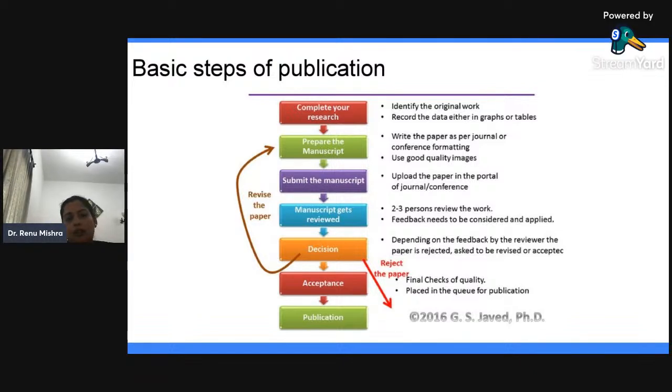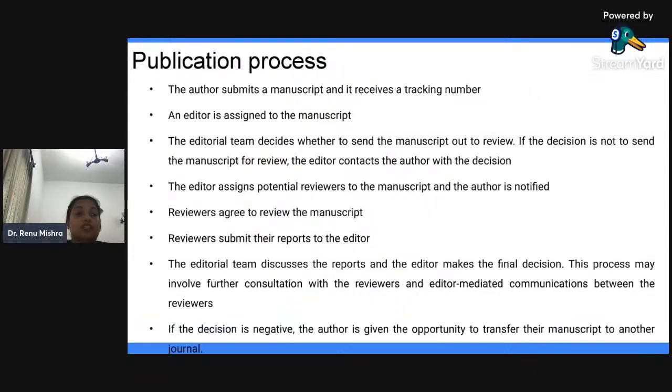Okay. Now, moving on, the publication process when you are going for a research paper. As I told you, when you submit a paper, you get a tracking number. You can see at what stage your paper is. The editor is assigned to the manuscript. Then the review process gets on board. If the editor thinks that no review is required for the paper, the decision will be communicated to you. They will tell you that your paper is accepted or rejected.